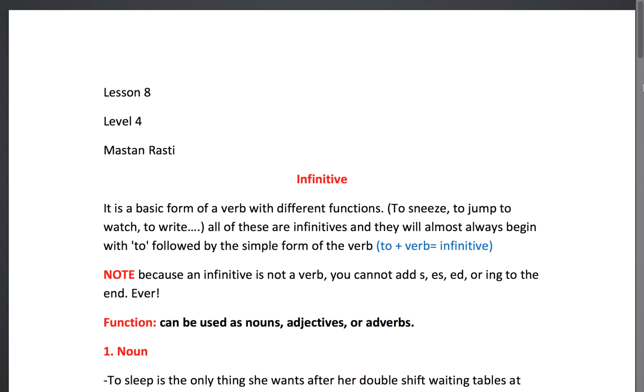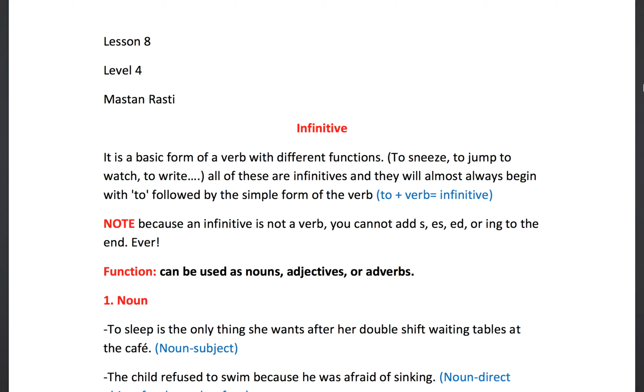Guys, in today's lesson, lesson 8, we are going to talk about the second part of the verbal, which is the infinitive. And like the gerund that we talked about in the previous lesson, it is easy, so you can understand it easily. It's much easier than identifying the gerund that we had before.